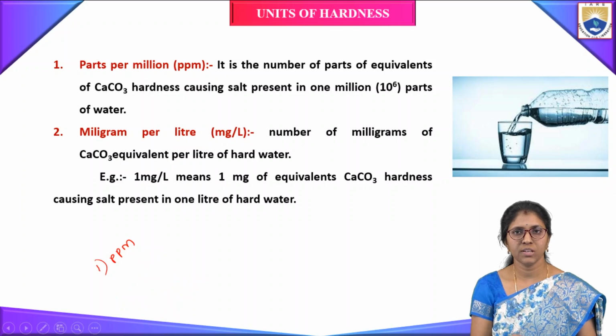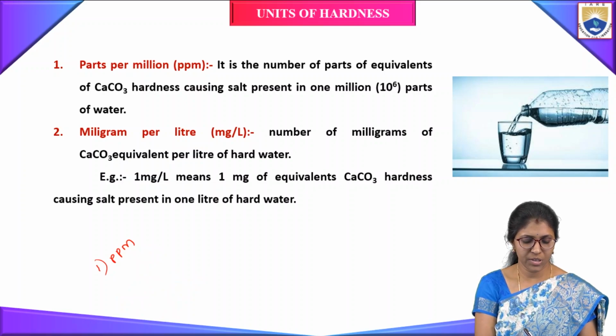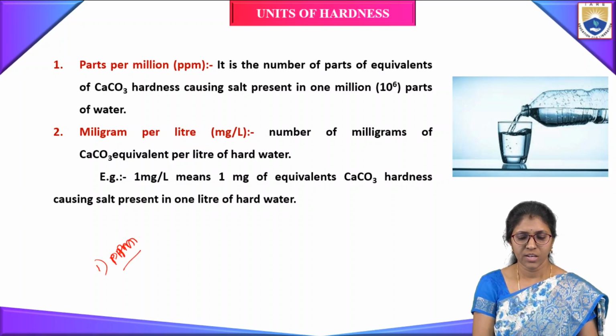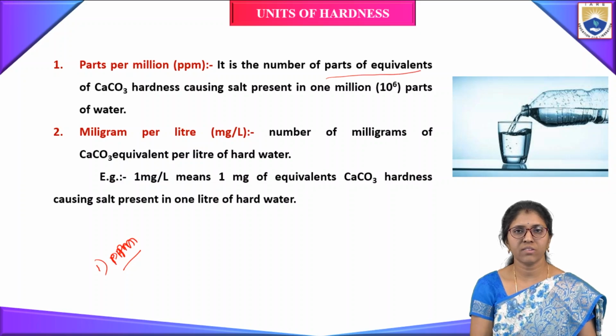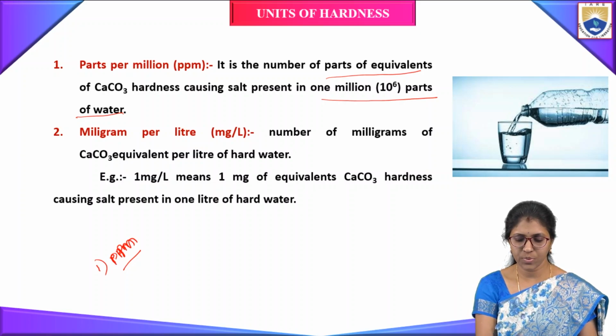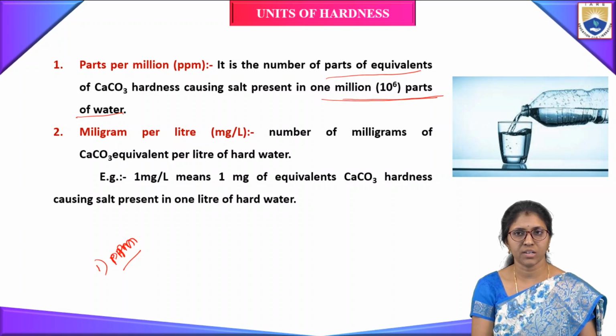It is denoted by ppm, parts per million. It is the number of parts of calcium carbonate equivalents of hardness causing salt present in 1 million parts of water.